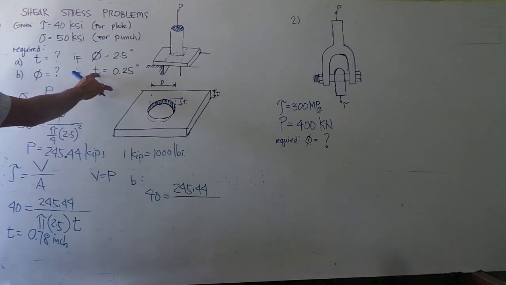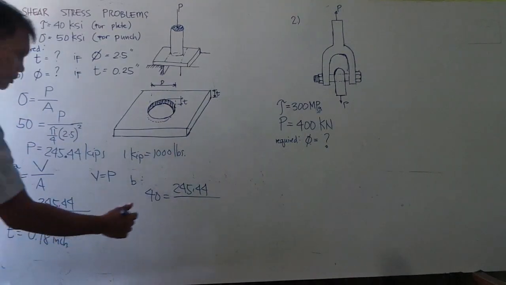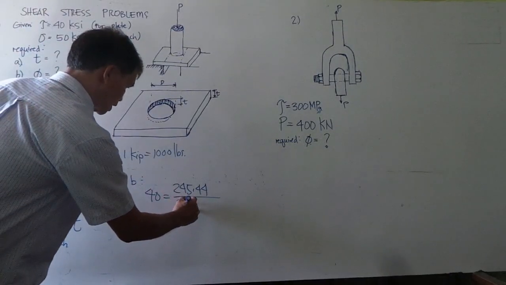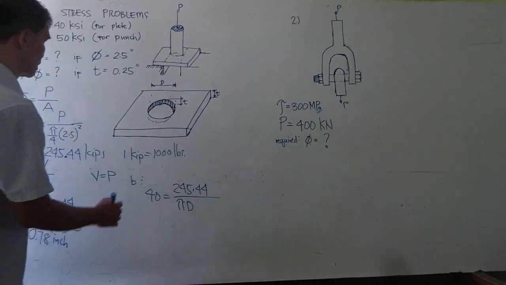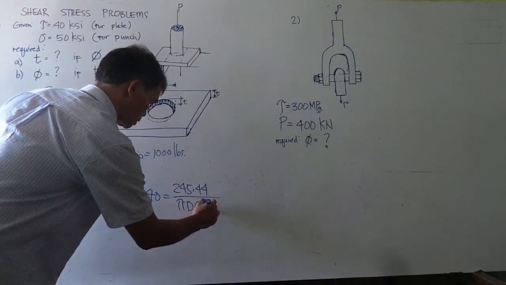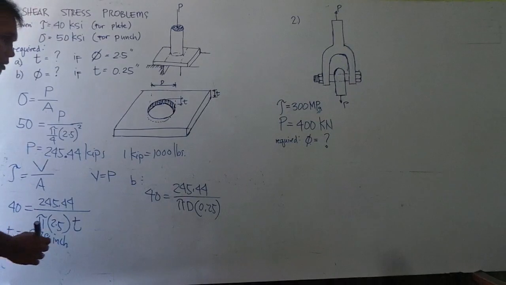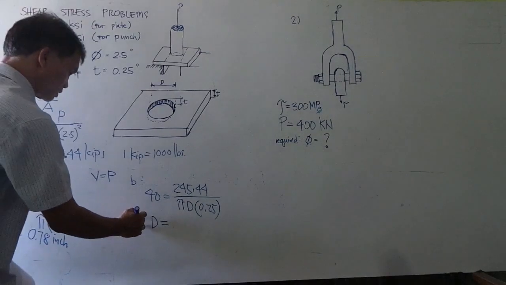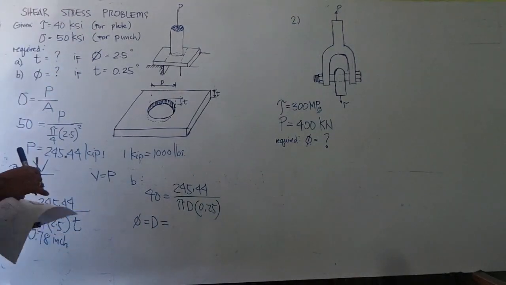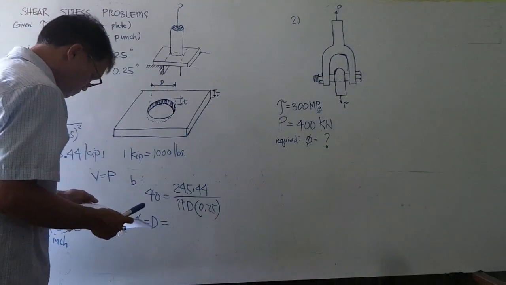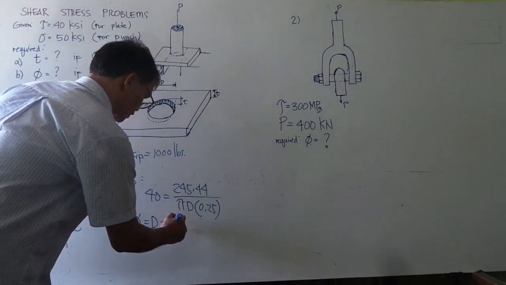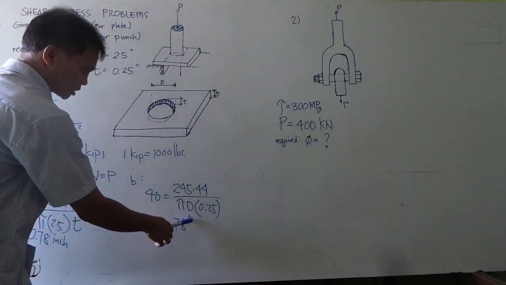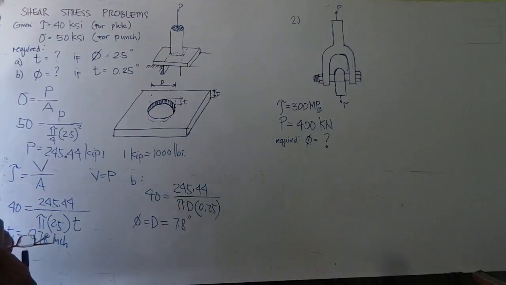Because the thickness now is the given while the diameter is the unknown. So you'll have pi times the diameter times the thickness given, 0.25. So you will have the diameter, which is equivalent to 7.8 inches. Okay, this is the symbol of inches. Okay, that's the number one.